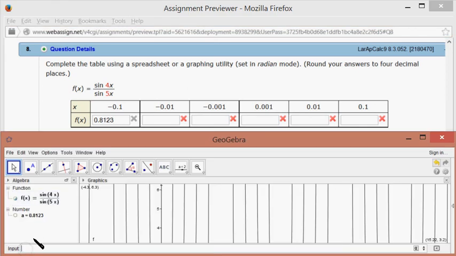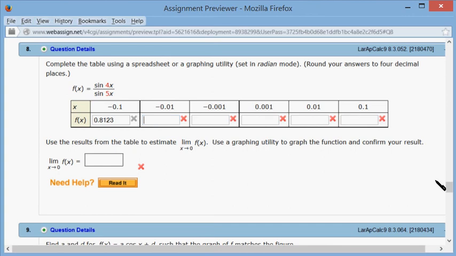Type in f of negative 0.01, then hit enter. So we get 0.8001.